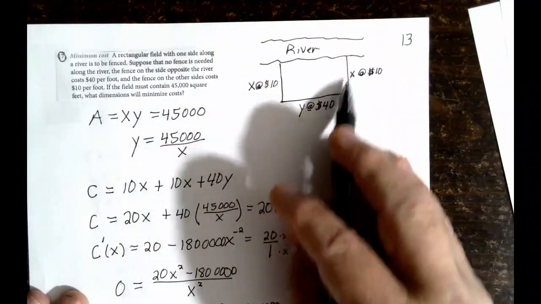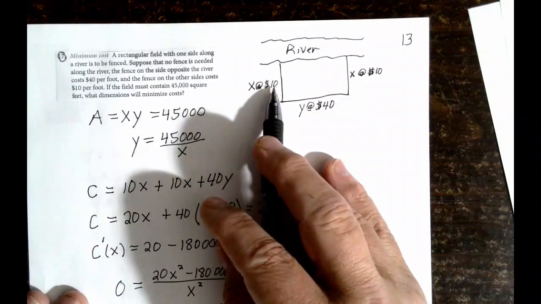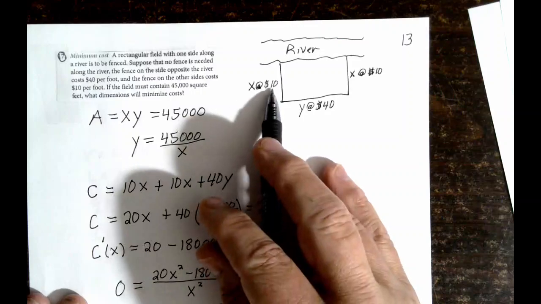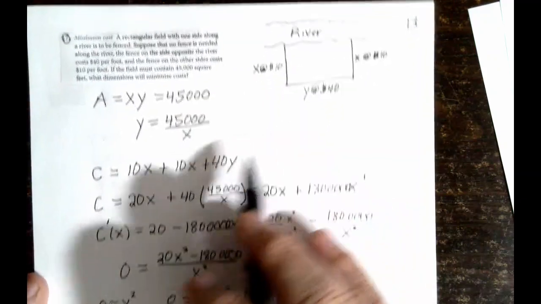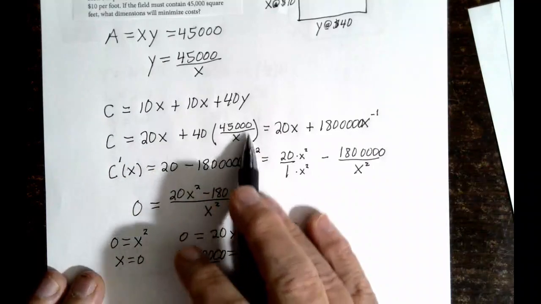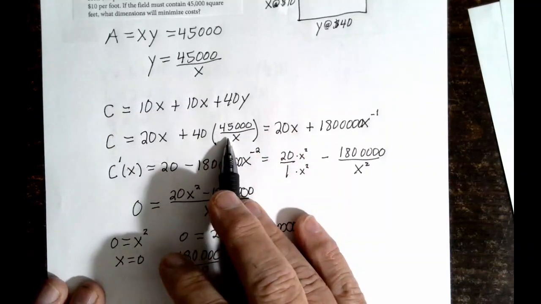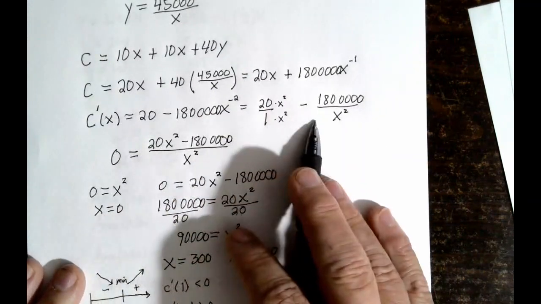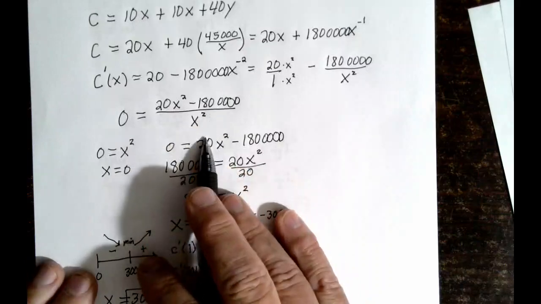It's x plus y, but each one is not only the length, but times the cost per foot. So 10x, 10x, and 40y. And that's 20x plus 40y, but y can be replaced with what y equals. And so now you've got this guy here. When you take the derivative, get a common denominator together and set it equal to 0.